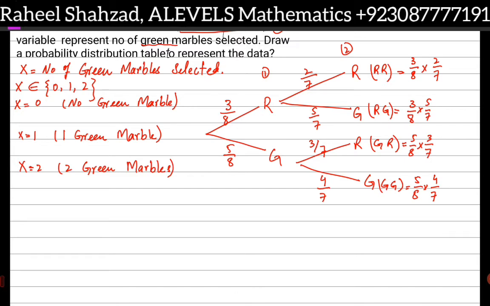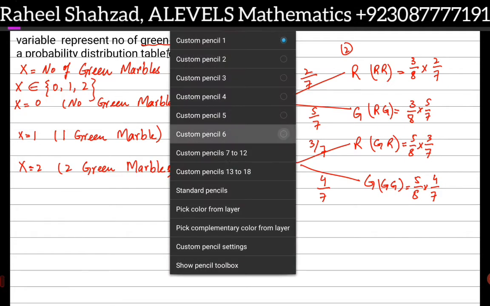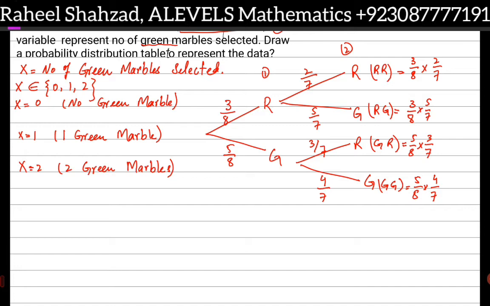So first of all, x equals 0. What do we mean by x equal to 0? We have no green marble. That means both marbles are red and red. So the probability of red and red is 3 by 8 into 2 by 7, right? So that is going to be 6 divided by 56.